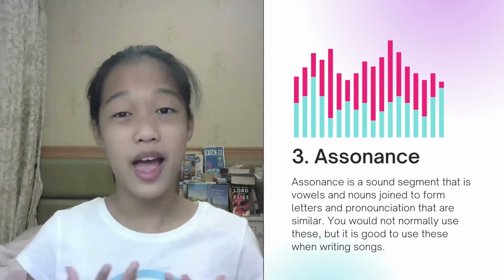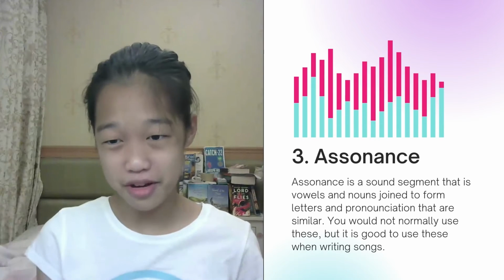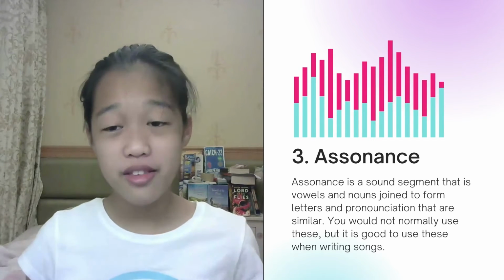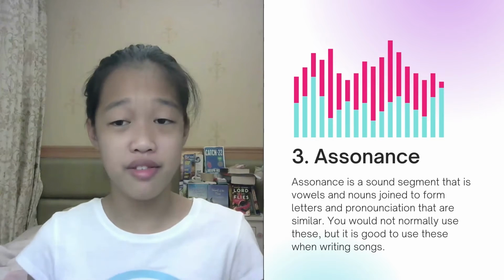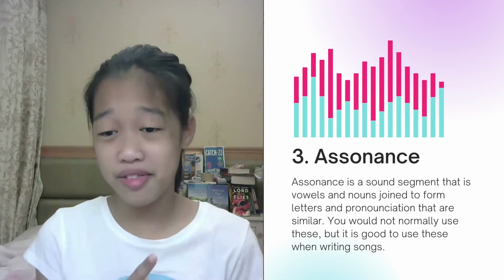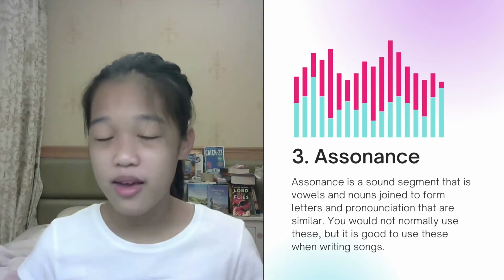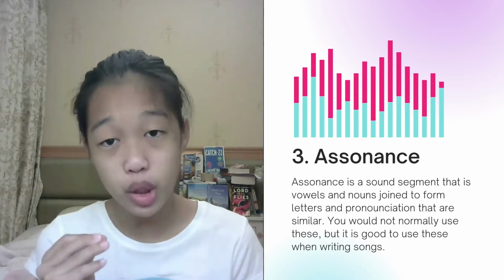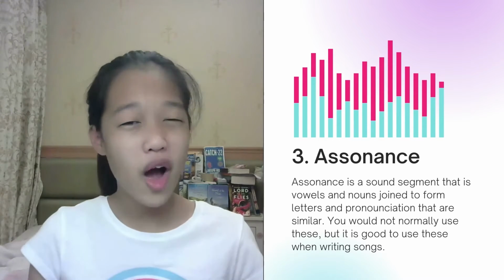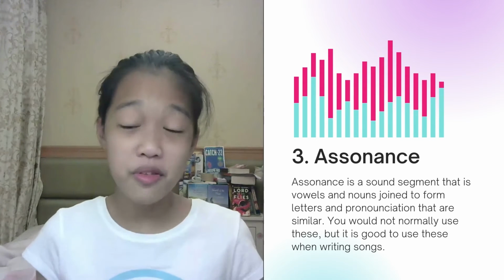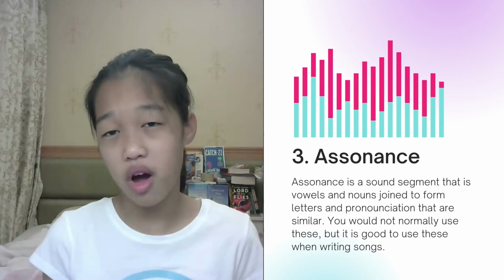Third one, and the last one, is assonance. Assonance is a sound segment that is joined of vowels and sounds formed by letters of pronunciation that are similar. You would not normally use these, but it's good to use them when writing songs.